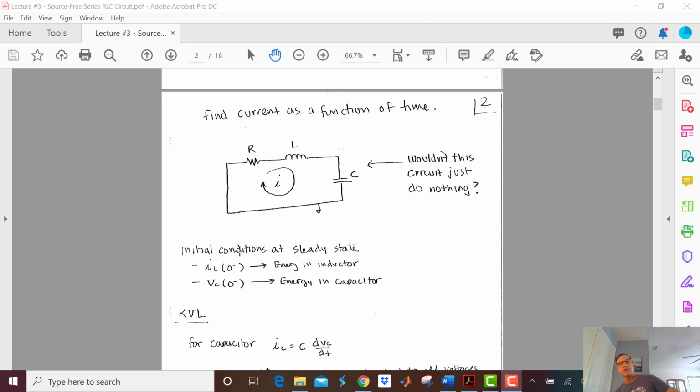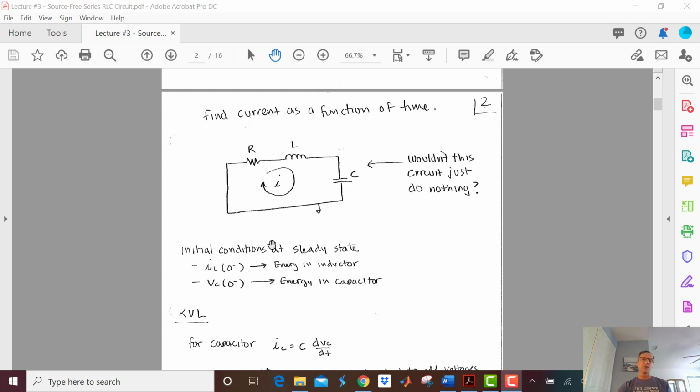So let's look at this circuit right here, and we can see that it's a series RLC circuit because the R, the L, and the C are all connected in series. When I saw this in the book for the first time, I said, well, gee, wouldn't this circuit just do nothing? It's connected to ground down here, and there's no source of energy. So why do I care about this?